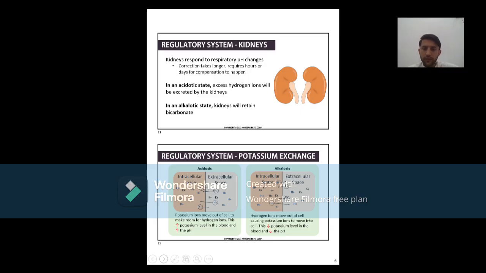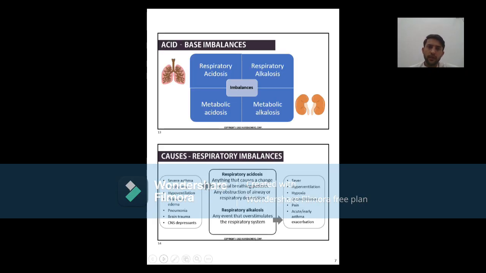If we look at the alkalosis environment, the potassium will move to the inside and hydrogen ion will move outside. In this condition, the potassium level will be low in blood. We call it hypokalemia, and the pH level will also go down.